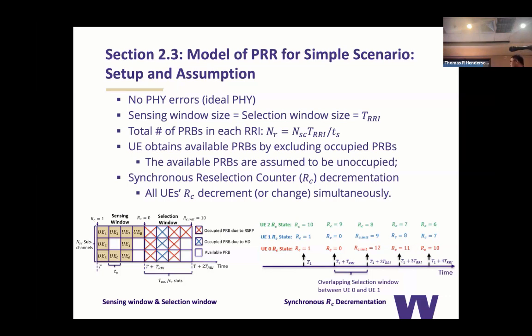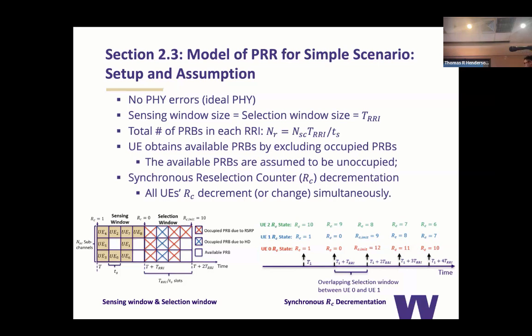We consider a single case where RC is decremented synchronously. For example, at T1, we consider a three-UE case. At T1, both UE0 and UE1 have RC equal to 1, while UE2 has RC equal to 10. After 1 RI, at T1 plus TRI, all of the RCs will be decremented by 1. So UE1 RC and UE0 RC will be 0, while UE2 RC will be 9.